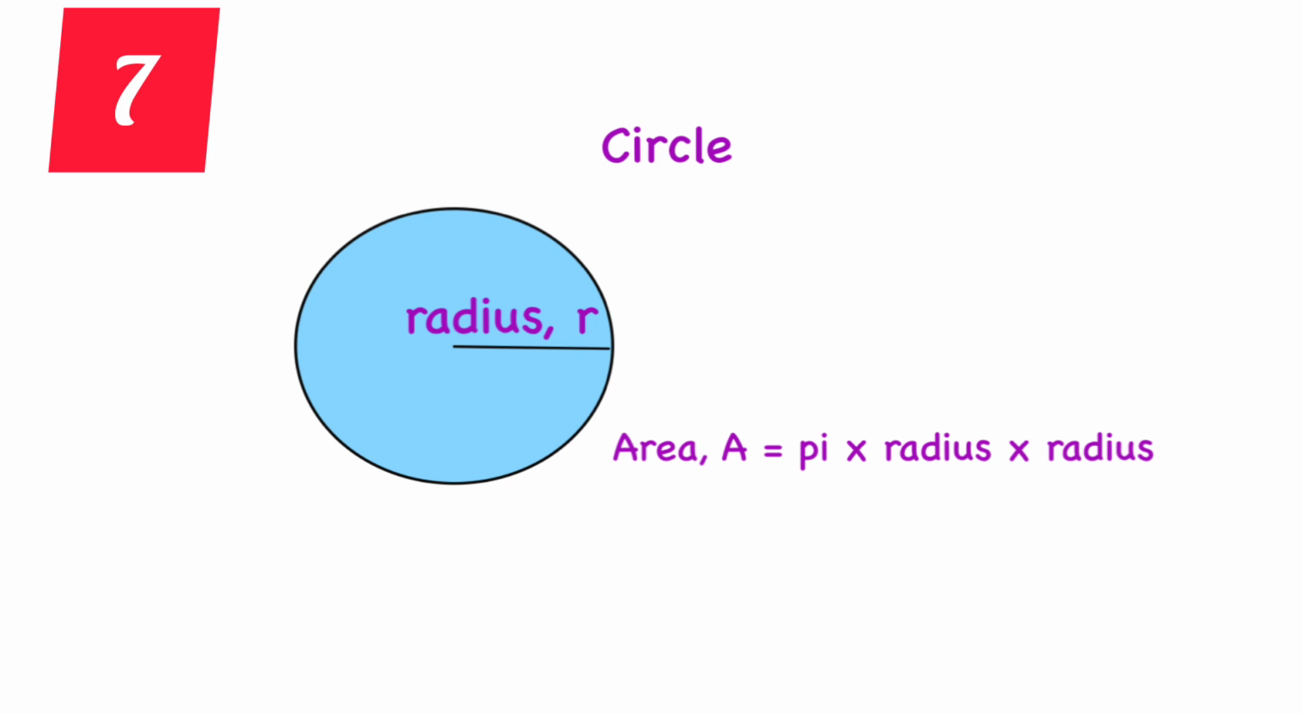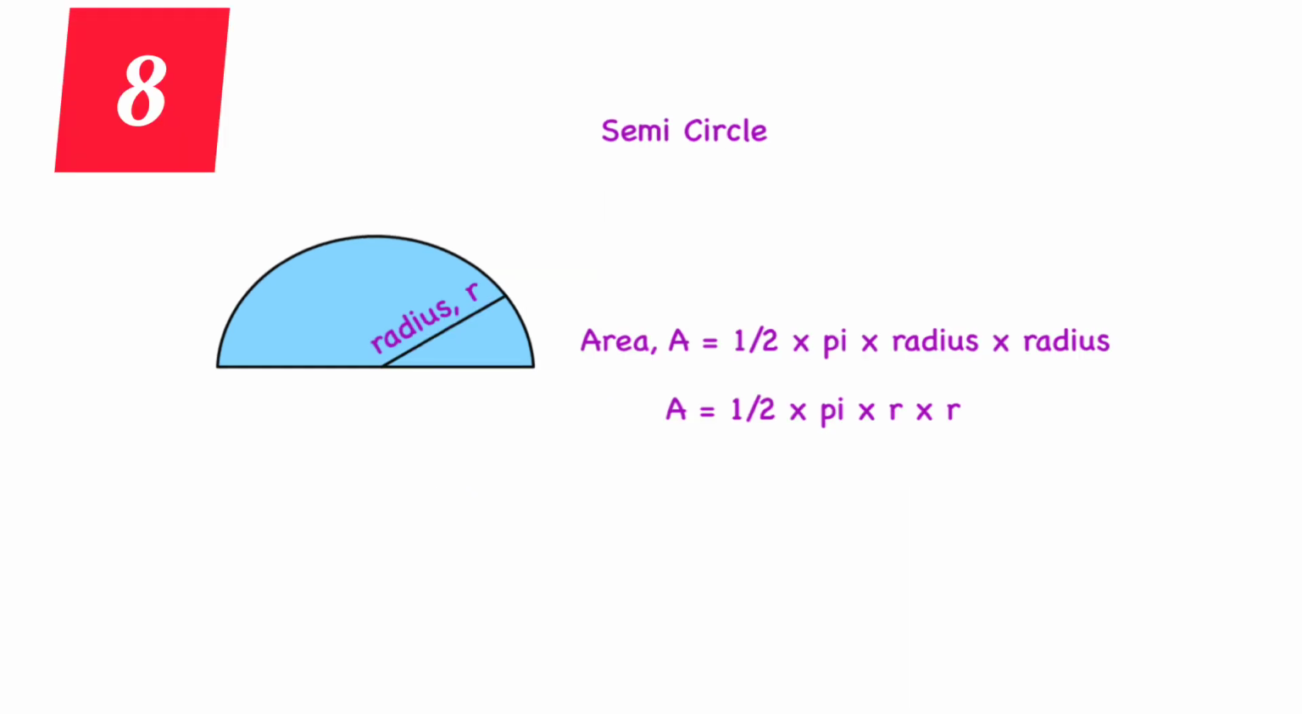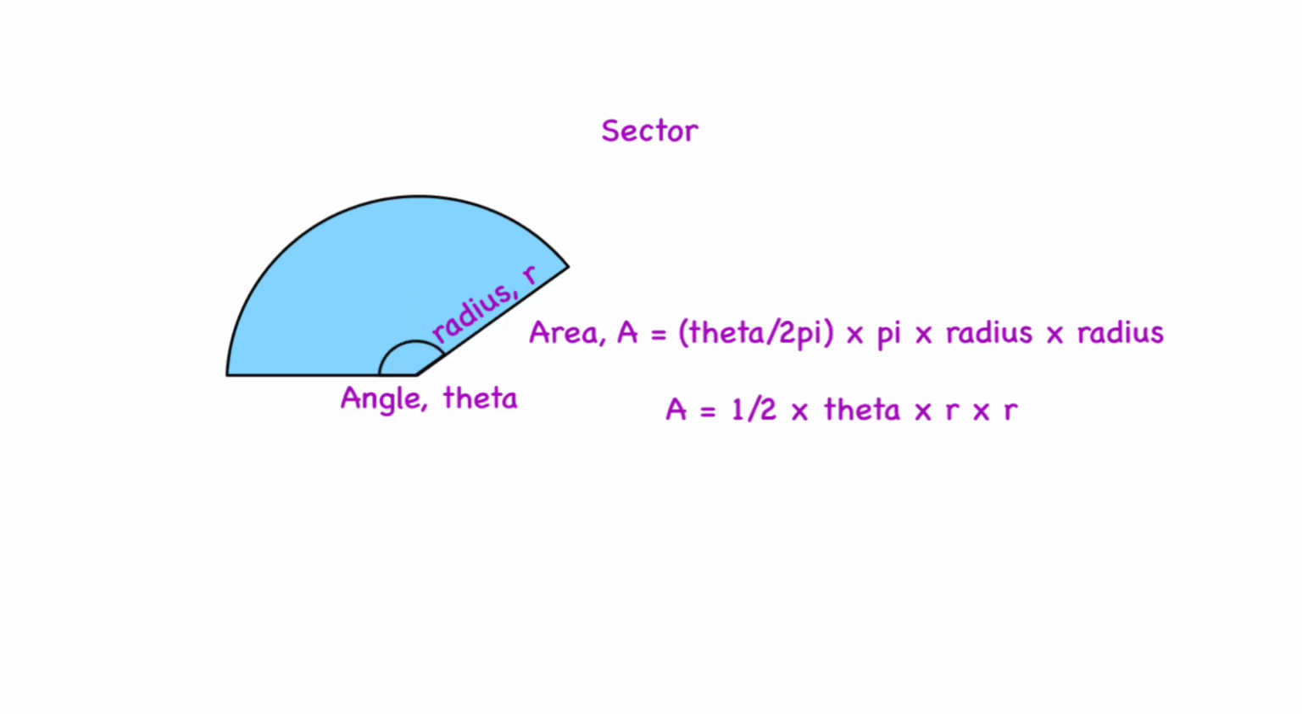22/7. A semicircle is half a circle. Its area therefore is half pi r squared, where r is the radius. A sector of a circle is a portion of a circle with a shape like that of a pizza slice. If theta is the angle between the sides of a sector, the area of the sector is theta by 2 pi times the area of the whole circle. This simplifies to half theta r squared.